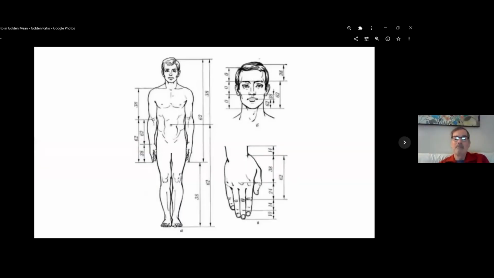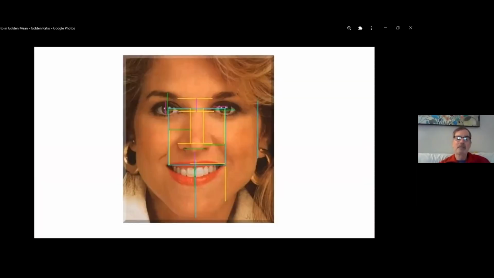This is kind of a similar thing we looked at as the Greeks pictured it, and I'm not sure when this one was done. You've got someone playing around with the golden ratio on an image of a human face.